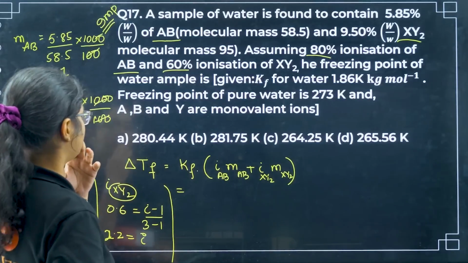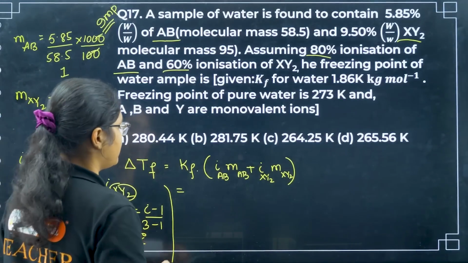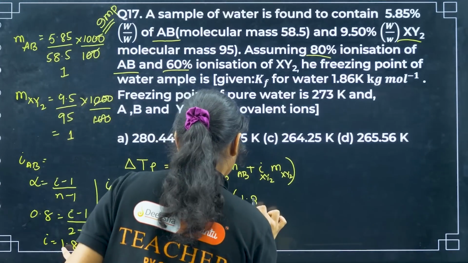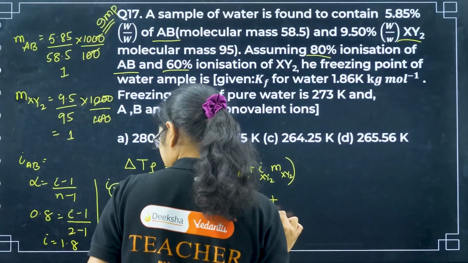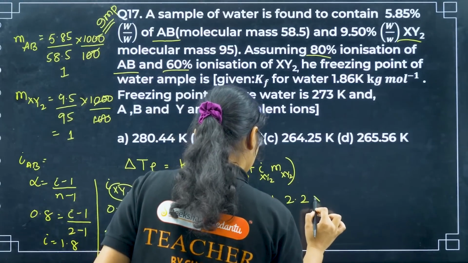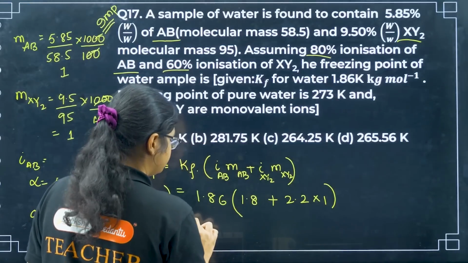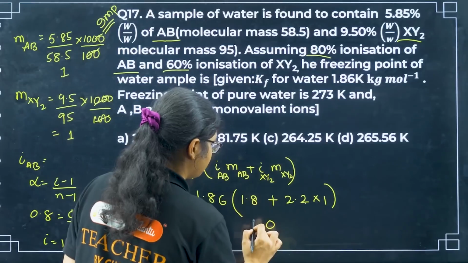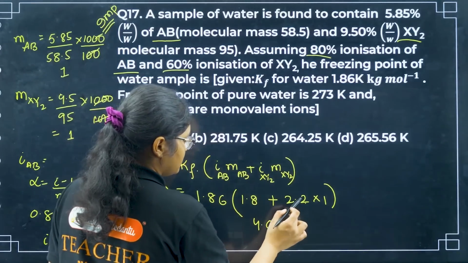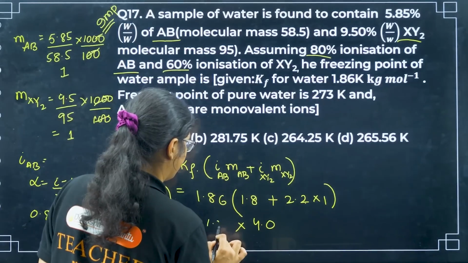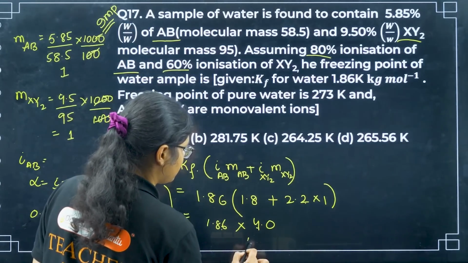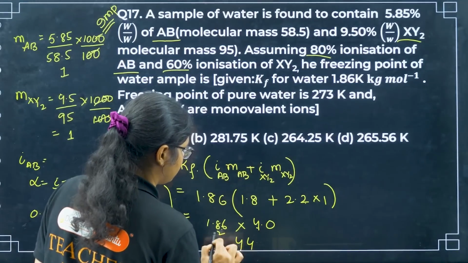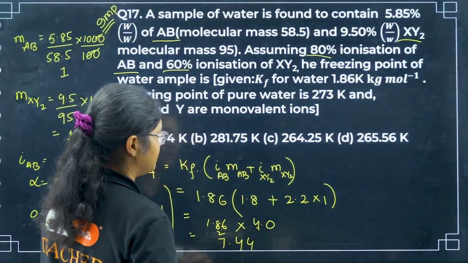The Kf value is given to me as 1.86. IAB I calculated as 1.8, MAB is 1, plus I of XY2, which I got as 2.2, into 1. So if I just add them, 1.8 plus 2.2 is 4, right? 4 into 1.86, so that is 4 6s are 24, 4 8s are 32, plus 2 is 34, so 7.44 I will get here, right?